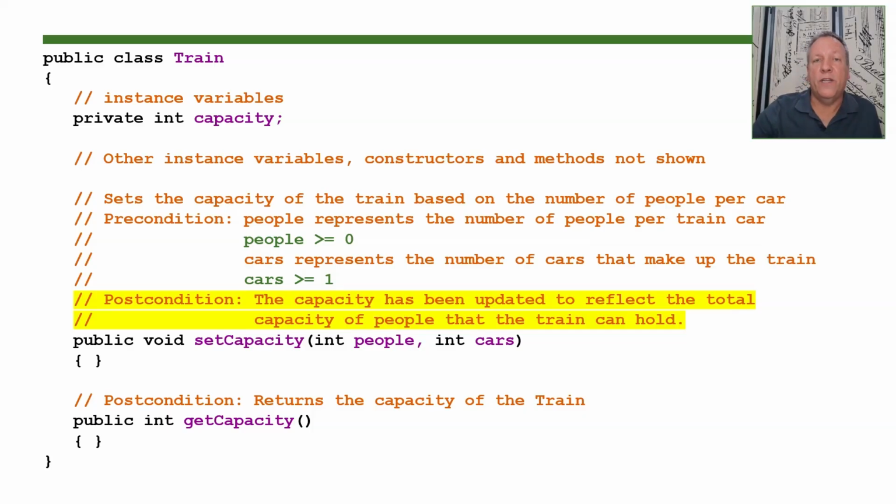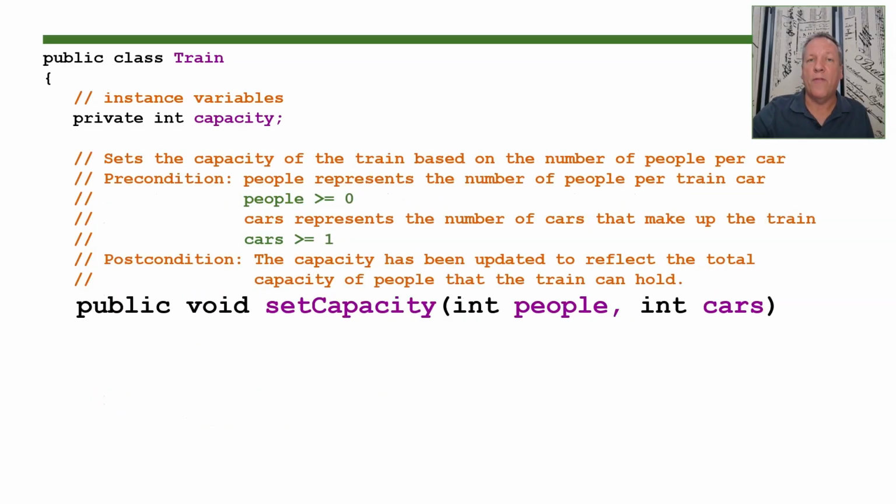The postcondition describes the outcome of the execution of this method. In this case, our capacity will be updated to reflect the total capacity of people that the train can hold. As long as the precondition is met, we must guarantee that the postcondition will be accurate. Our second method is getCapacity. This is an accessor method, and its postcondition is that it returns the capacity of the train. So let's go ahead and write the code for both of these methods.